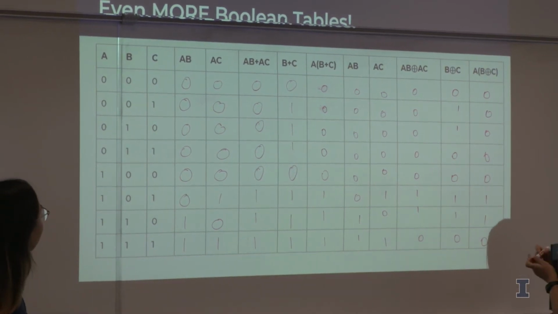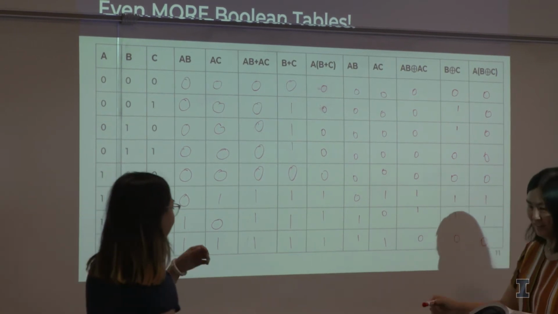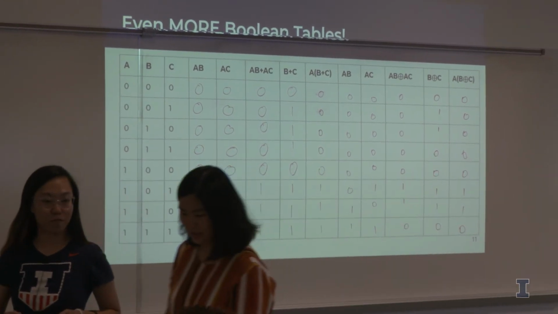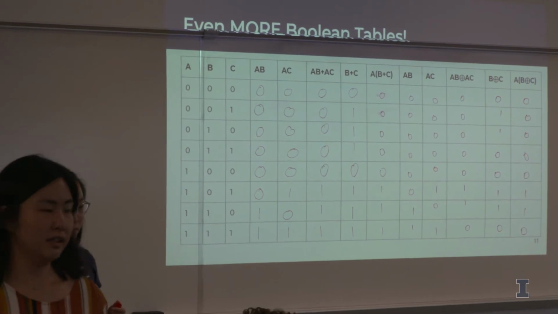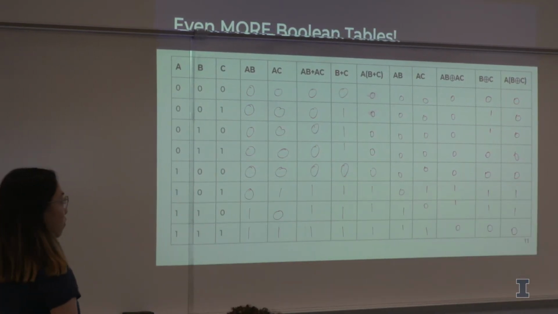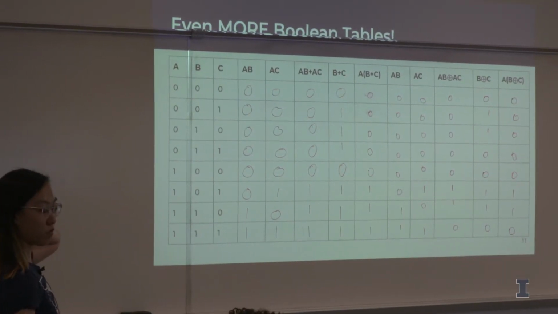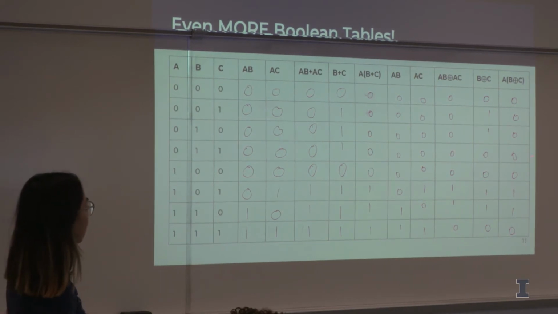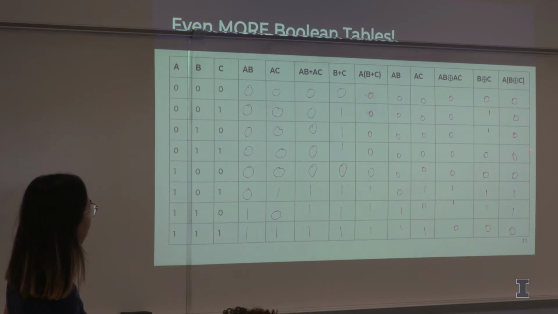I think it's right. Yeah, you're right. The AB exclusive AC. AB exclusive AC, is that 1 or 0? Go all the way down. Again, AB exclusive AC, not A parentheses exclusive BC, but this one. Yeah, go all the way down. That one. What should that be?